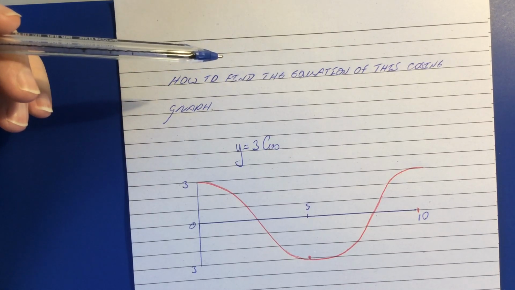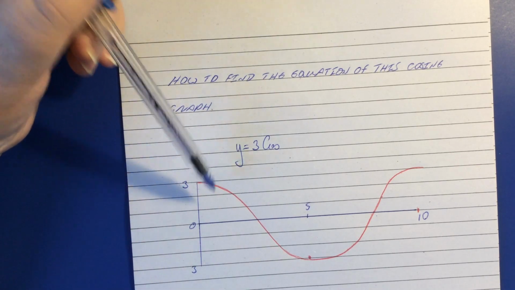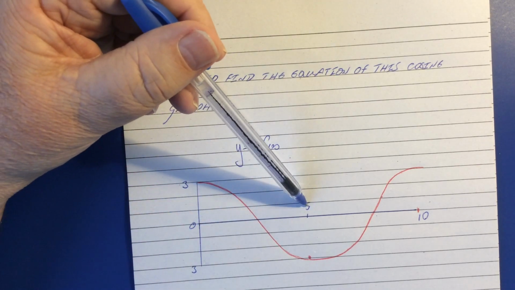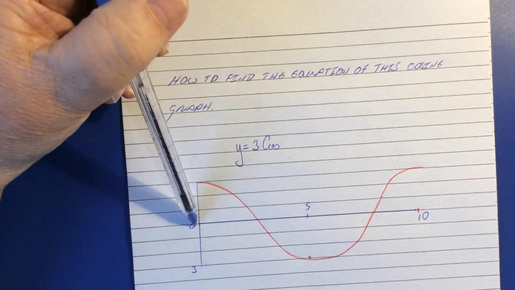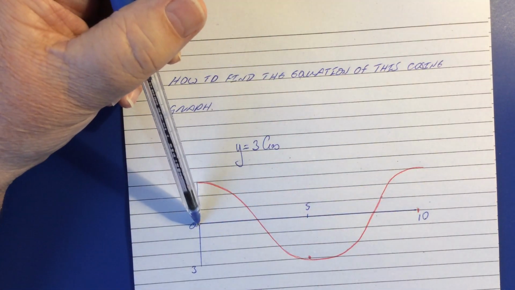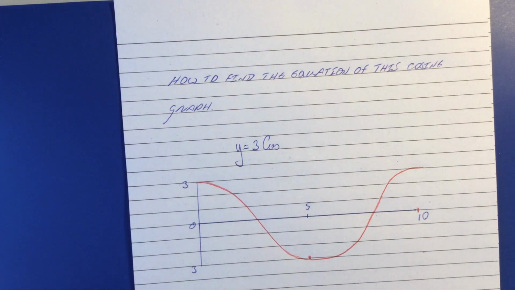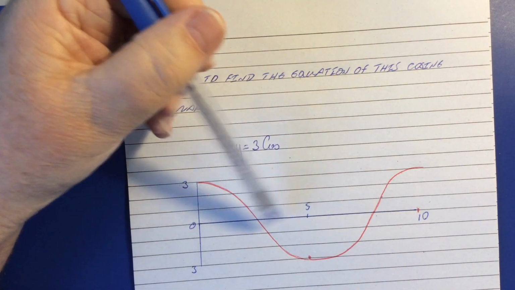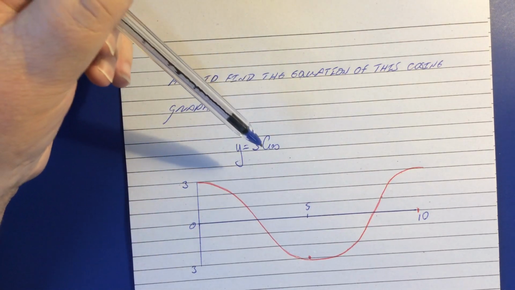So the complicating factor in this is that we have integers along here: 0, 5, 10. So this runs from 0 to 10. That's the domain. The domain is not set out in radians. And so the question is, how do we find a value which will give us these numbers and not radians?